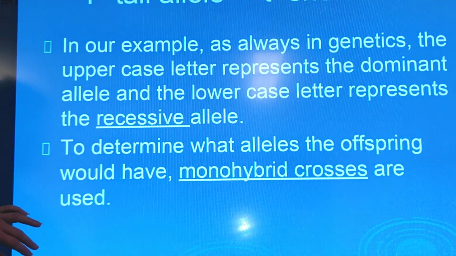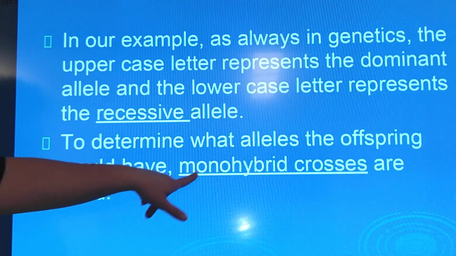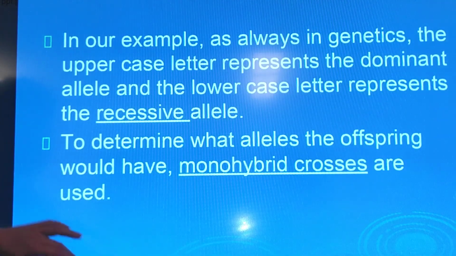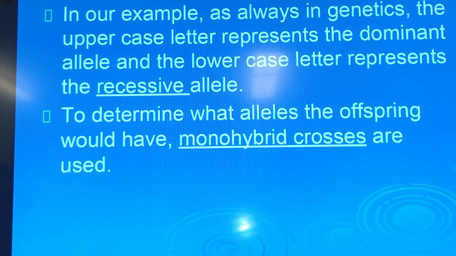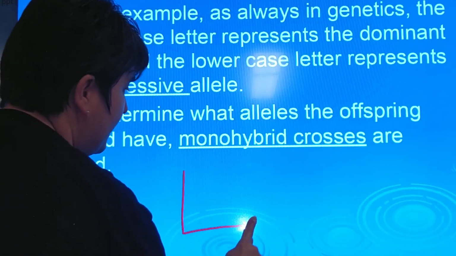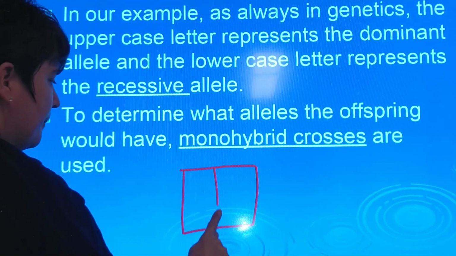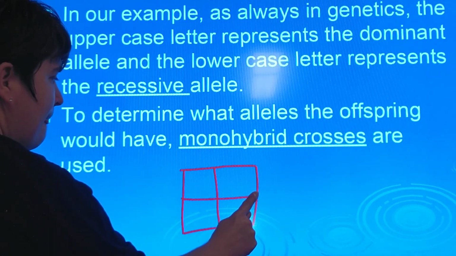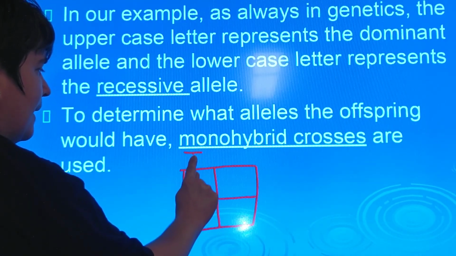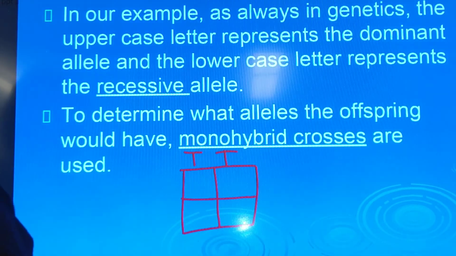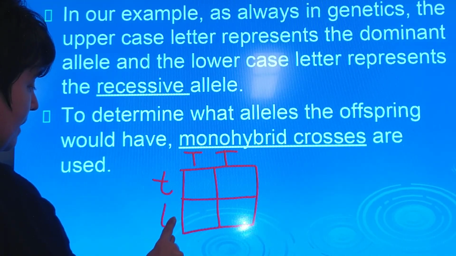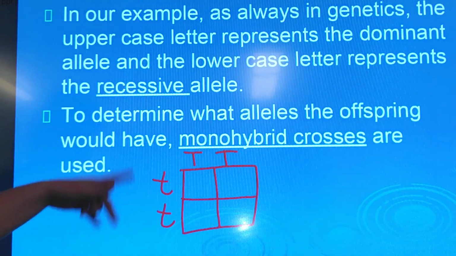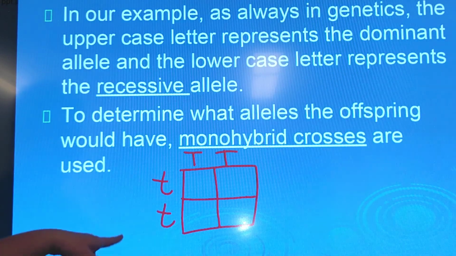To determine which allele the offspring would have, we do what's called a mono, meaning one, monohybrid cross. We're going to look at one trait. We might take what we call purebred tall, monohybrid trait, Punnett squares. You'll probably remember these from middle school. If it's purebred tall or homozygous tall, it would have two big T's. If it's homozygous or purebred short, it would have two little t's. To be short, it would have to have two little t's because that's a recessive trait. So short would have to be little t.